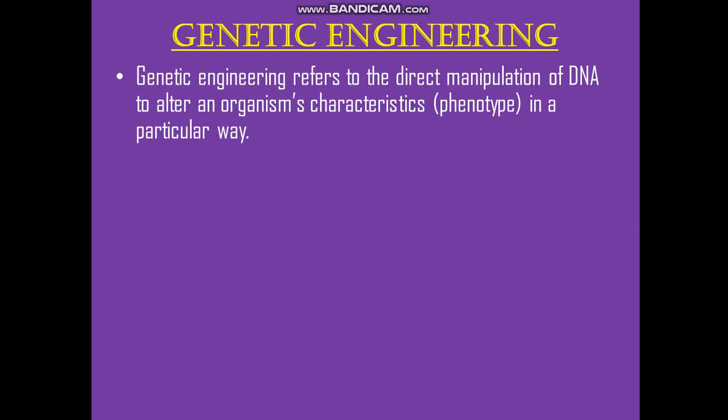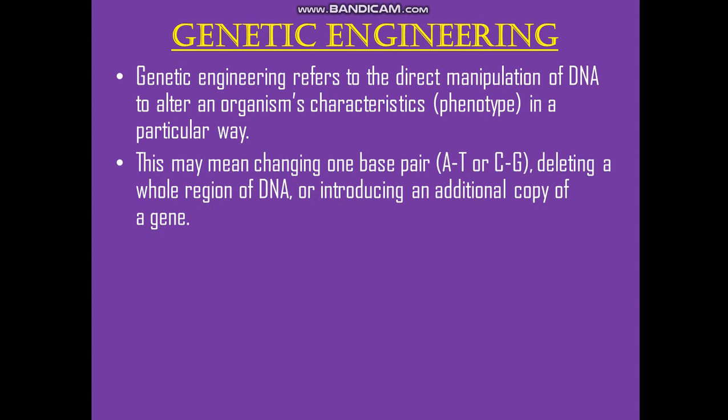So, genetic engineering refers to the direct manipulation of DNA to alter an organism's characteristics. That characteristic can be phenotype in one way or the other way. This may mean changing one base pair, adenine, thymine, or cytosine, guanine, or maybe deleting a whole region of DNA, or maybe by introducing an additional copy of a gene. So, recombination can be in various ways.